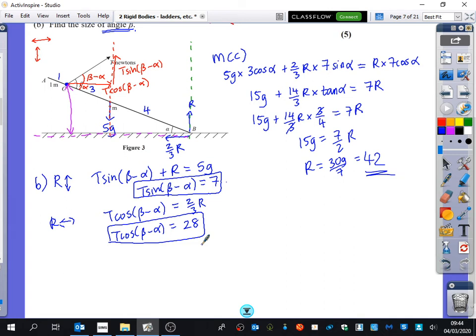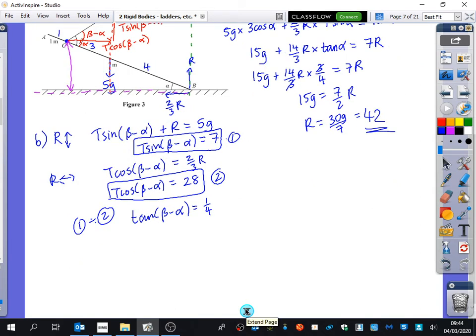I can divide them. If I divide them, the T's will cancel. This is number 1 here, and this is number 2. If I do number 1 divided by number 2, I would end up with tan of beta minus alpha equals 1/4. And then I know from pure maths I can do the expansion of tan of beta minus alpha. Who thinks they know the expansion? Ahmed? Yeah, that's right though, isn't it? Yeah, good. And that is equal to 1/4.